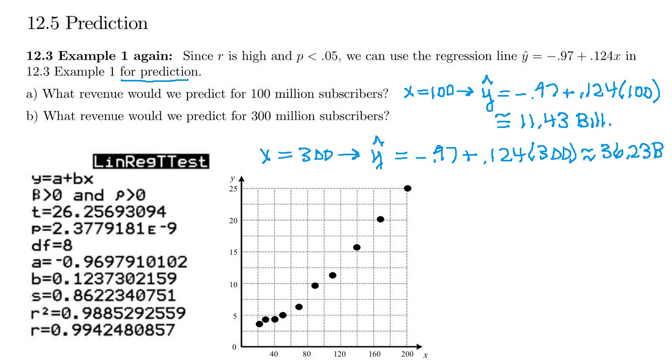However, X equals 300 would be way out here. So that's well outside the domain. So this may not be reliable. So we typically would not want to use it for something that's too far past the 203 million, I think was the high number of subscribers there.